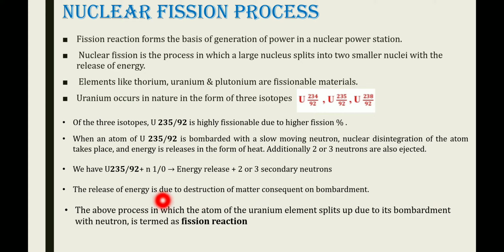So which particle have we taken here? That is the neutron. So when this neutron hits the uranium element, it will produce a huge amount of energy. So that process is called what? A fission reaction process. Getting my point? This nuclear fission process takes place in a particular apparatus. That apparatus is called a nuclear reactor. I hope you are clear with this bit.